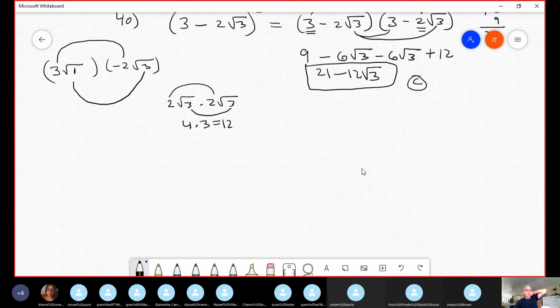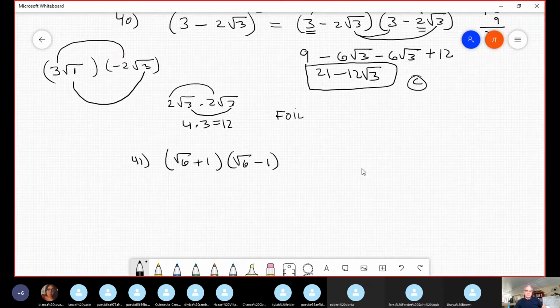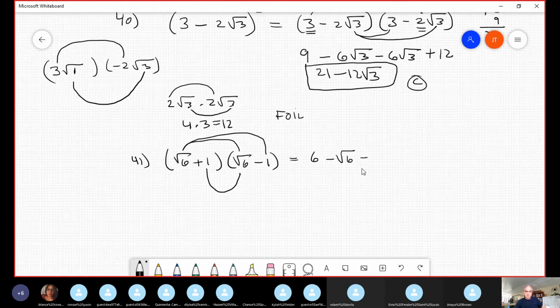Okay, 41. Oh, 41 is different. 41 is different because it's radical 6 plus 1 and radical 6 minus 1. They are not twin brothers like that. They are conjugates. But okay, I don't care. The name is not important. You FOIL. Radical 6 times radical 6 is 6. First. Now radical 6 times minus 1 is minus radical 6. 1 times radical 6 is positive radical 6. And positive 1 and minus 1 together is minus 1.